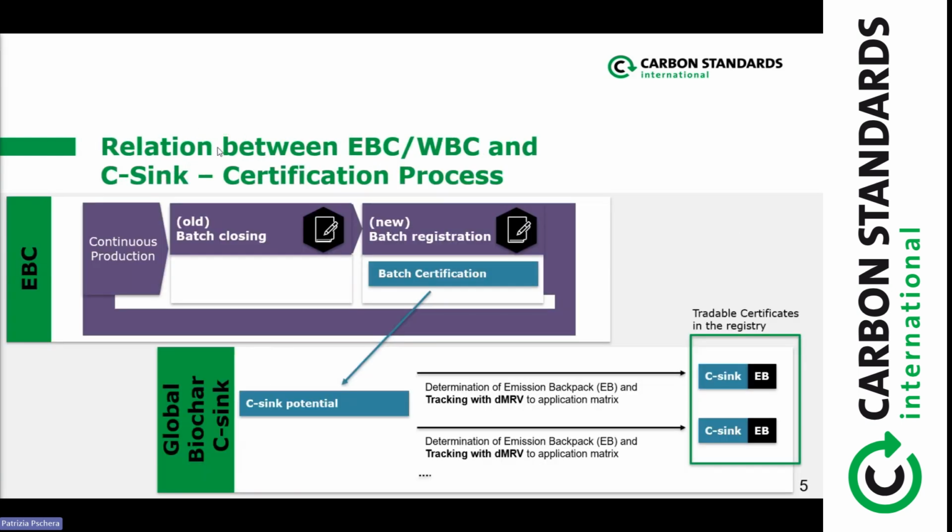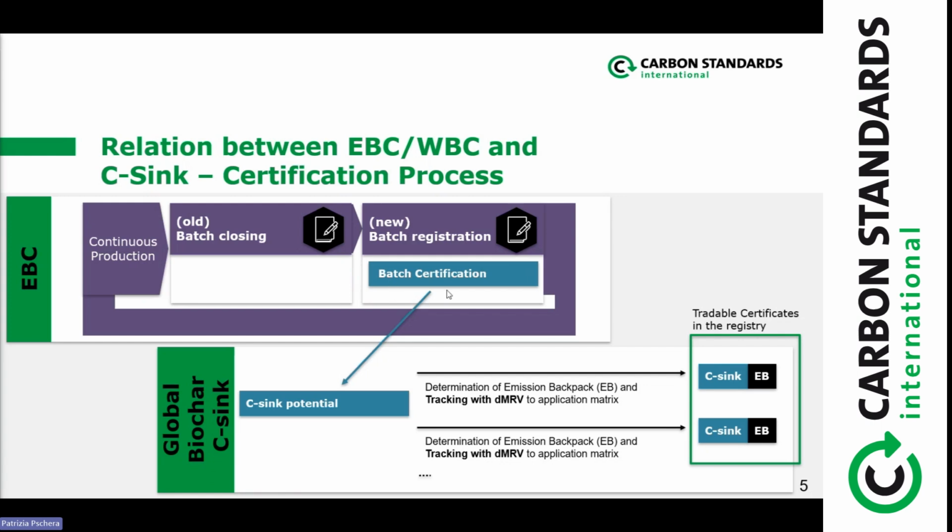As you know, there's a relation between the EBC certification and the C Sink potential. For EBC, we certify the production of biochar, and it's a certification of the quality of the biochar itself as a physical product. So here we have a certification that is organized in batches, and the batch is registered, all the data necessary are entered, and then you get a batch certification. And that's a continuous process. So after 1 year, you close the batch, you open a new batch, and you get the new batch certification.